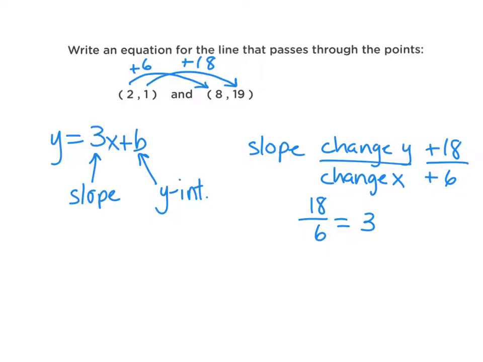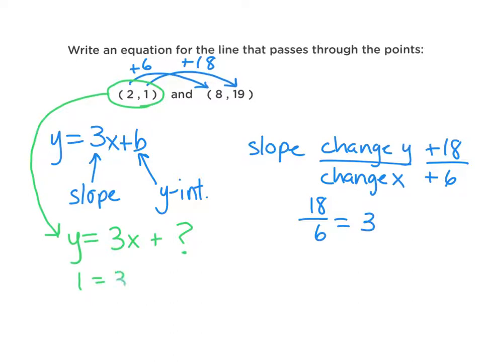So right now my equation is y equals 3x plus something, okay? We just need to figure out what that something is. So I'm going to take one of the points and substitute it into this equation. Instead of y, I'm going to take the y value from my ordered pair, which is 1. And instead of x, I'm going to take the x value from my ordered pair, which is 2. And we don't know what the y-intercept is yet.